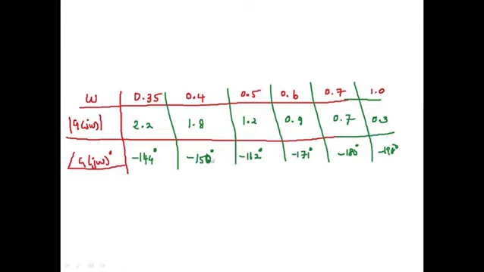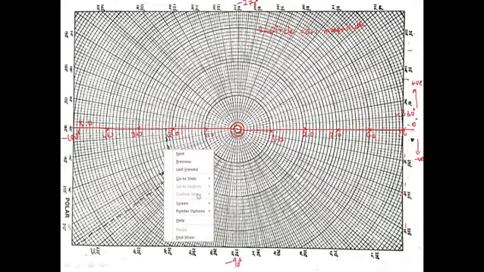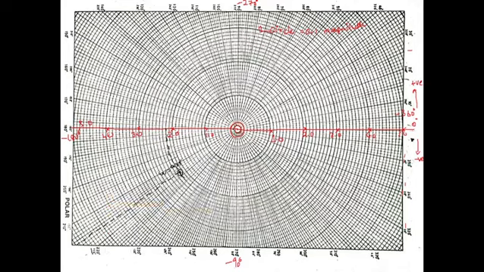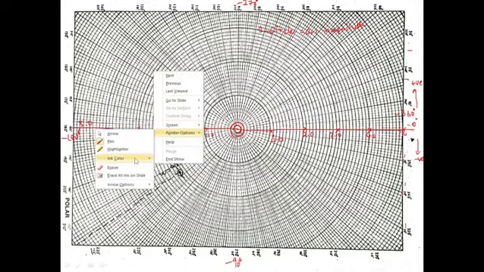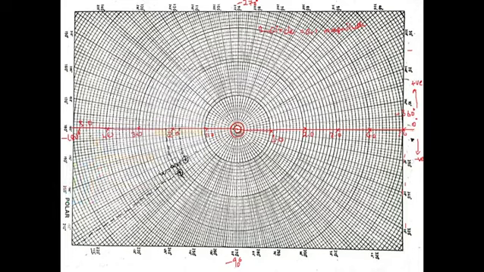Here the value is 1.8 with minus 150. 1.8 is before 2, so we need to move two points back from 2 to reach 1.8. So 1.8 with minus 150 is this point, because this is minus 140, so minus 150 is this point. This point corresponds to omega equal to 0.4.